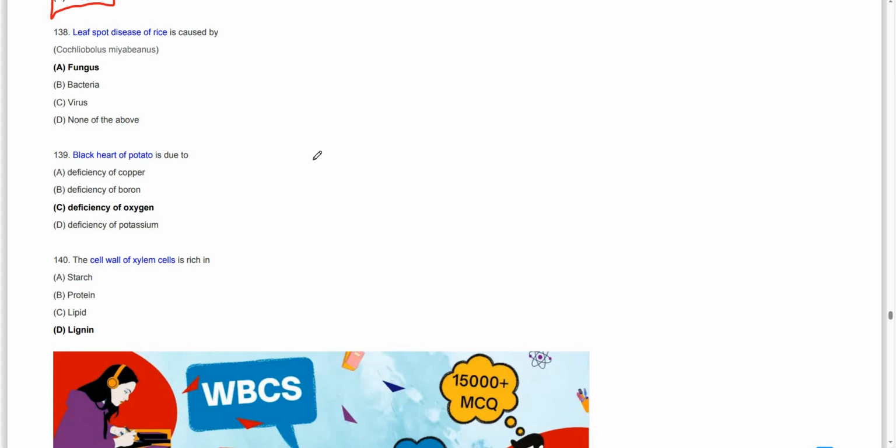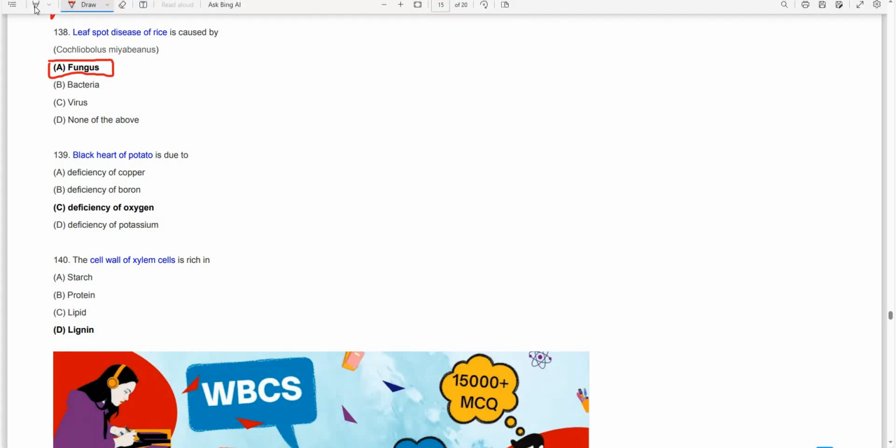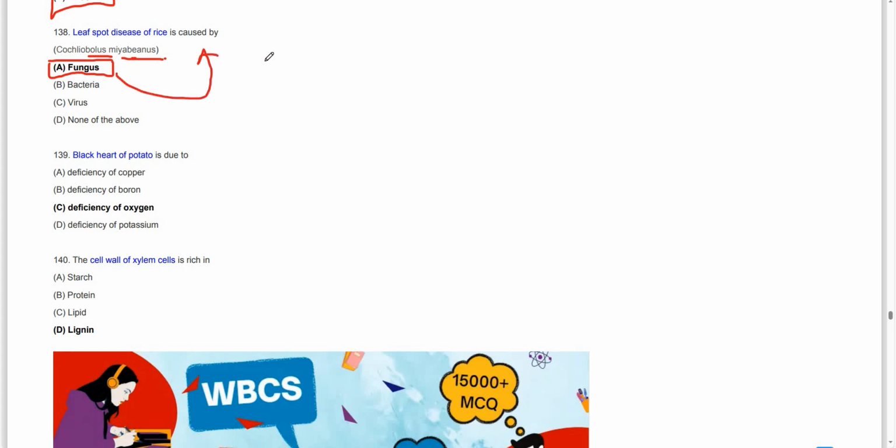Then comes leaf spot disease of the rice, which is caused by a fungus. Fungus causes leaf disease. That is, leaf spot disease of rice is caused by the fungus Cochliobolus miyabeanus, whatever it is. So leaf spot disease of the rice is caused by the fungus.